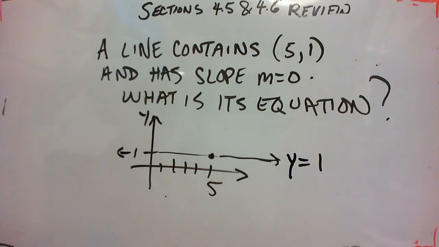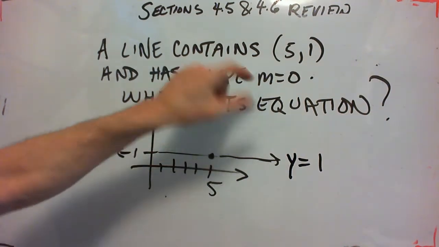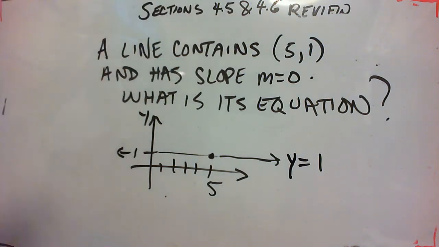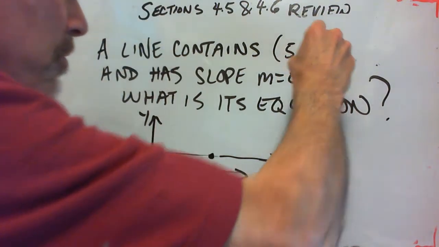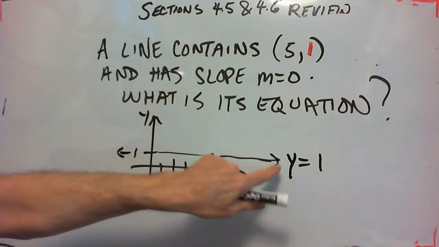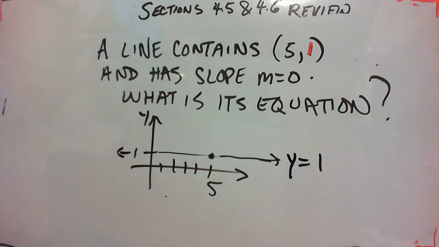That's it. That's all you have to do. I mean, you could use the point slope form and simplify it, but you're going to end up getting y equals 1, that y value, because every point on the line has to have that y value of 1. It doesn't depend on x.